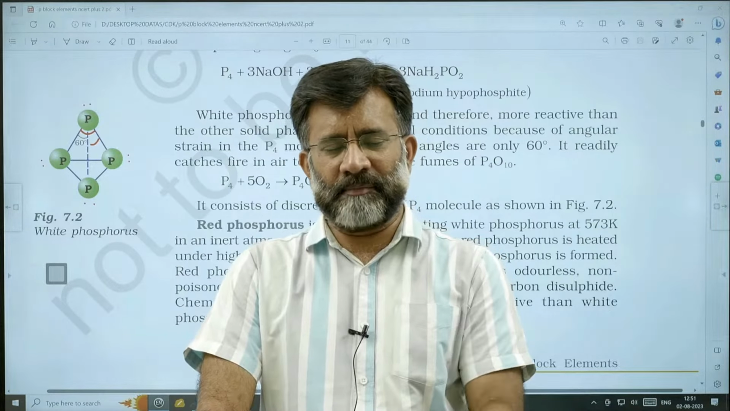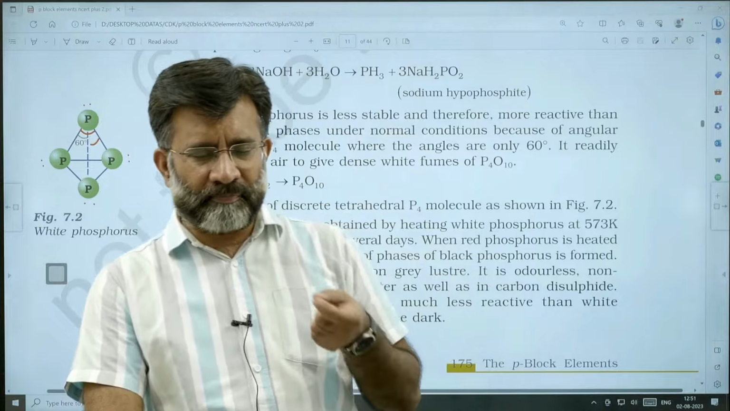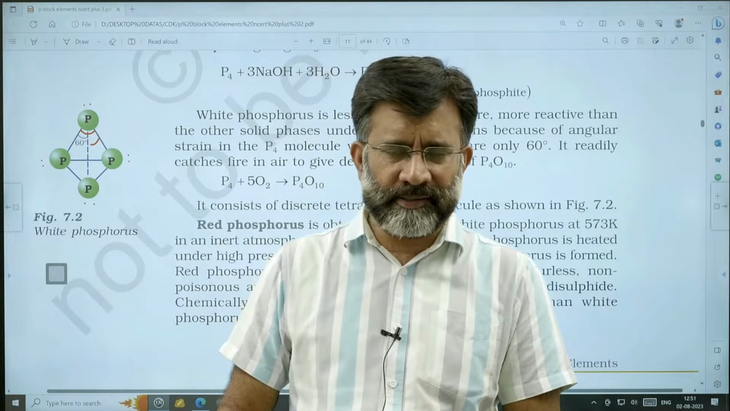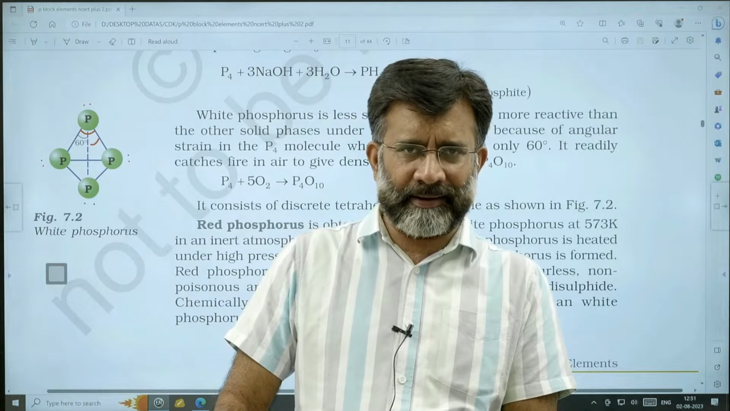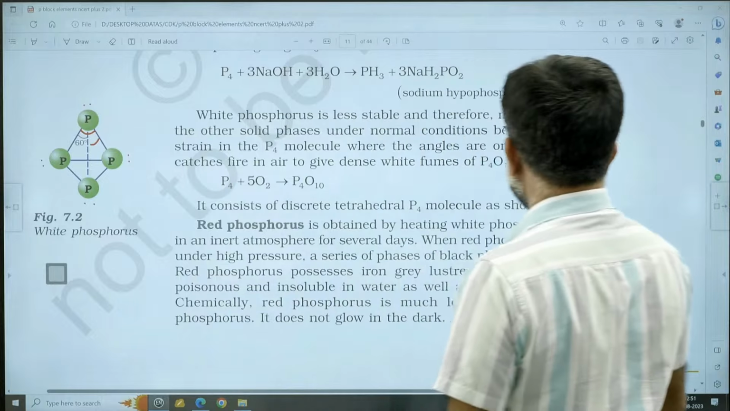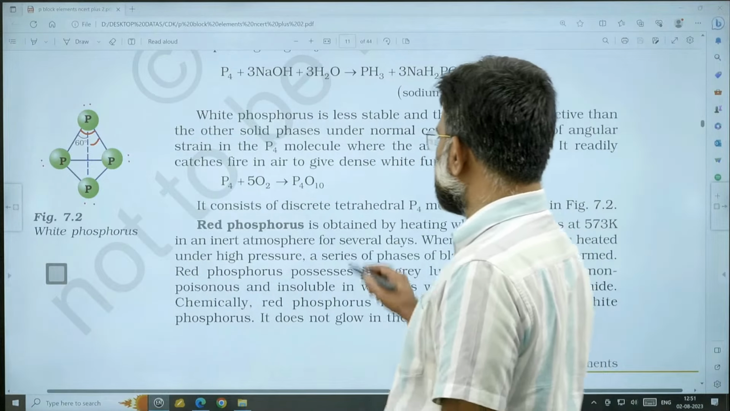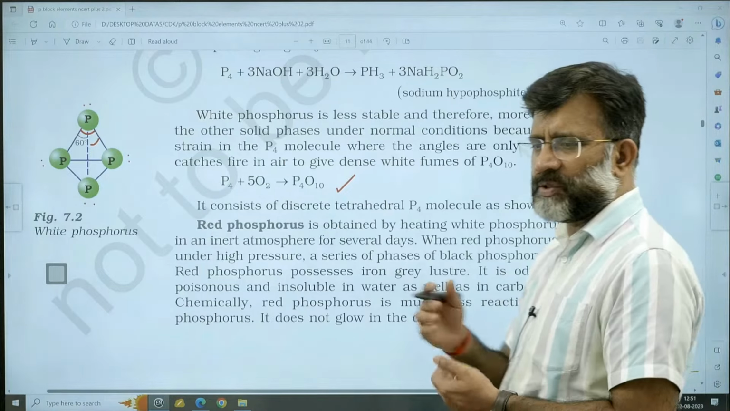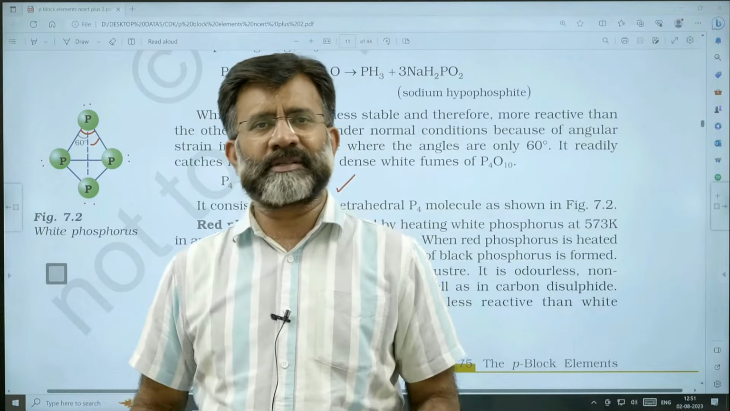Okay. So the number of PP bonds, number of PPP bond angles, lone pairs, everything matters when you go through a structural entity like that. It readily catches fire to give dense white fumes. That is what is involved in the smoke screen reaction.